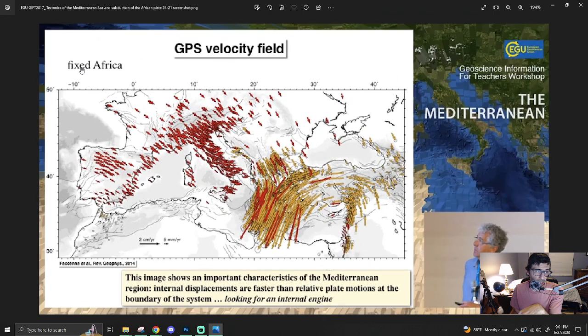GPS velocity field again with Africa fixed. Just showing it's flowing into there where that eddy was. It's like right where that eddy was. Most everything that's involved here is in the eddy's region of influence, with these ones, not so much the red ones.